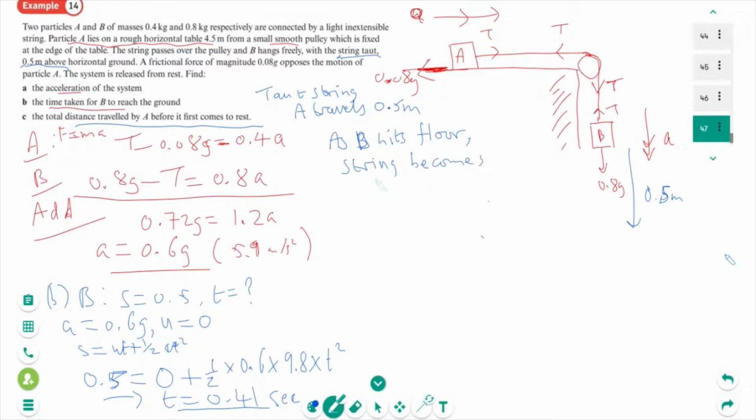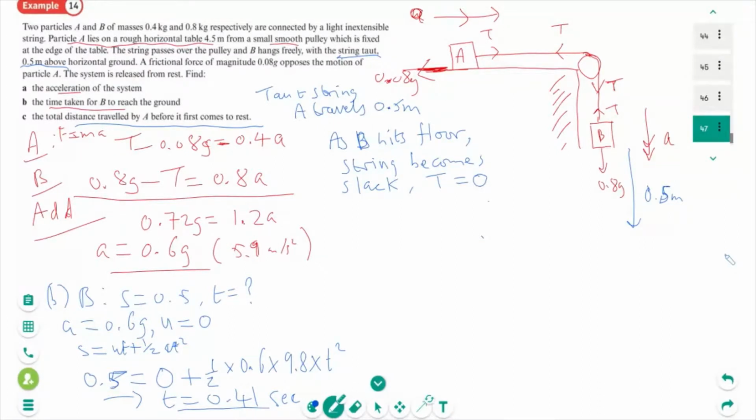String becomes slack. In other words, T becomes 0. So that means particle A will have a new acceleration, which you can calculate. So I might as well do that now.